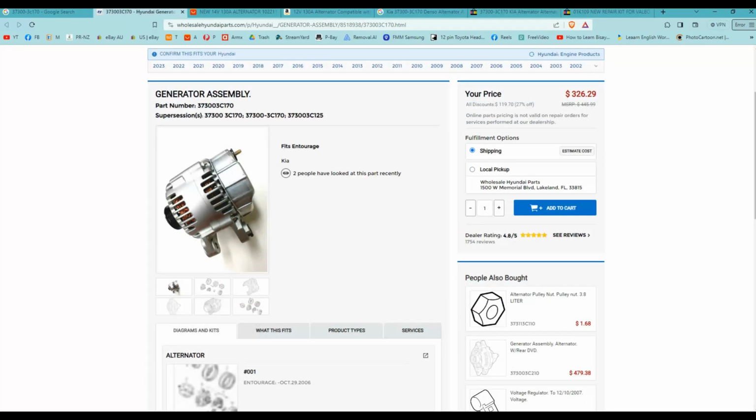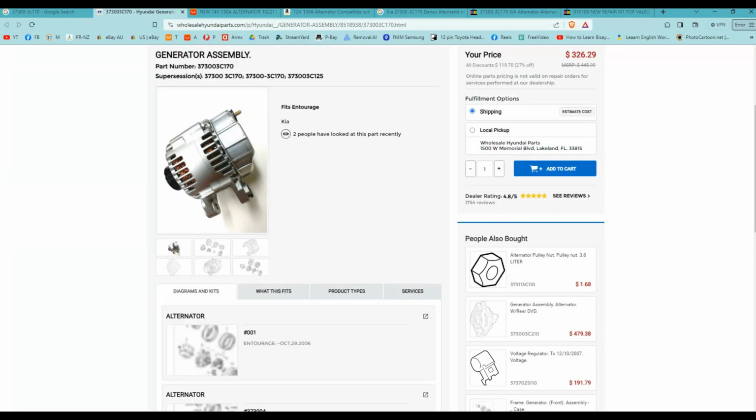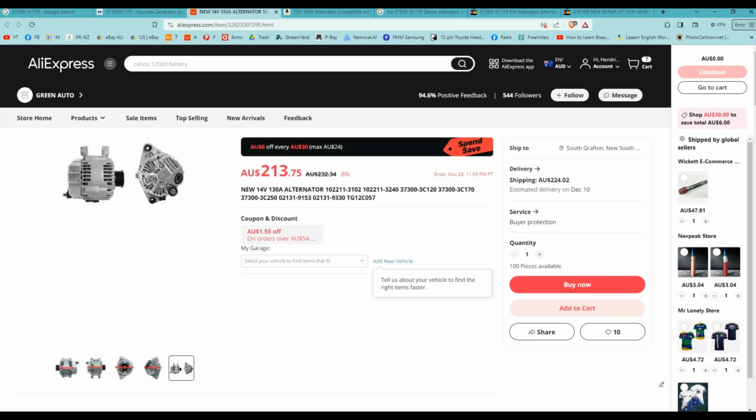So this is the first alternator that I found. It's got the correct part number. It's $330, which is an acceptable price. Doesn't look like the right picture though, because it should have a mount on both sides, not just the one side. So I'd say that's the wrong alternator, so forget that one.